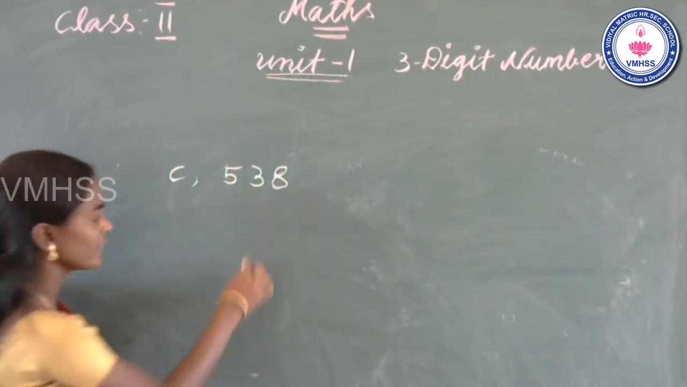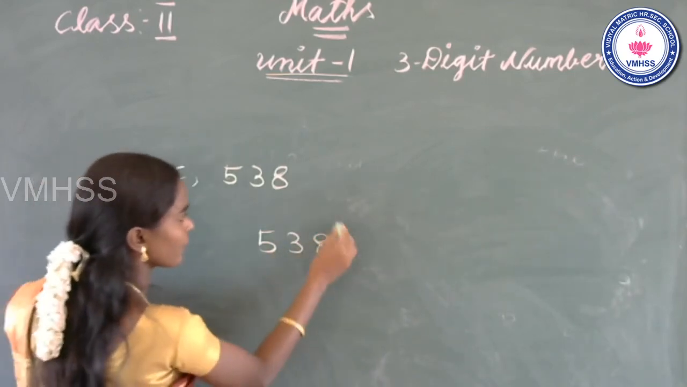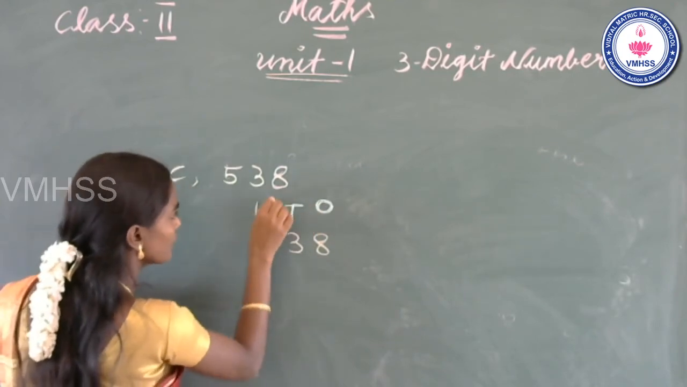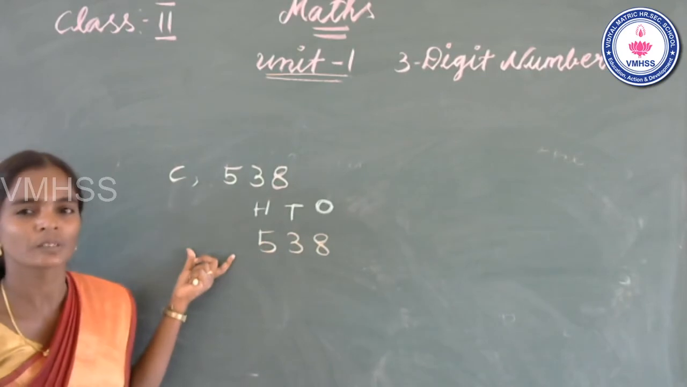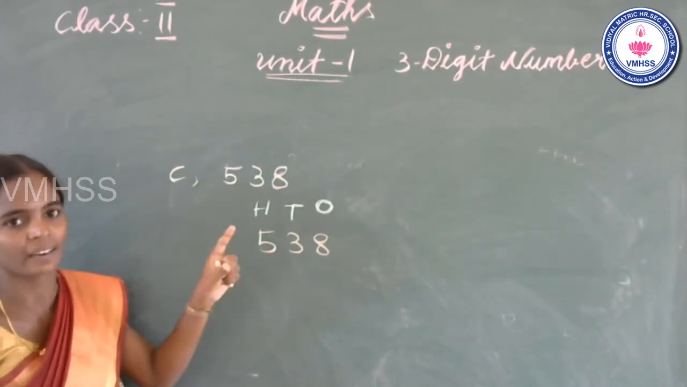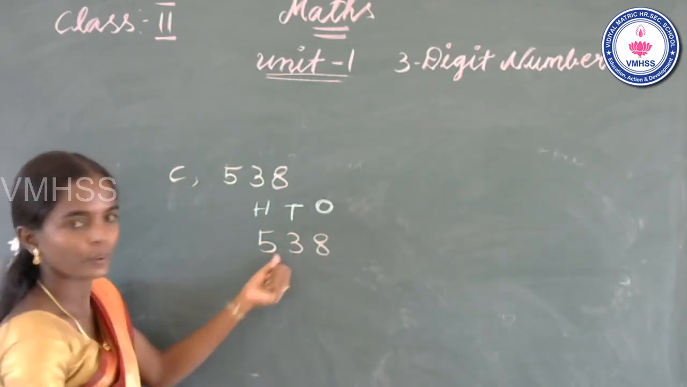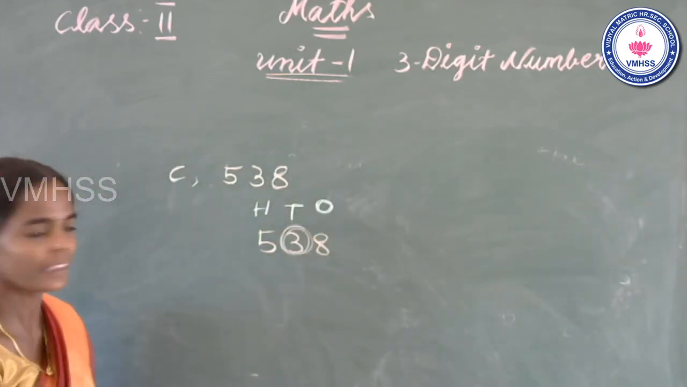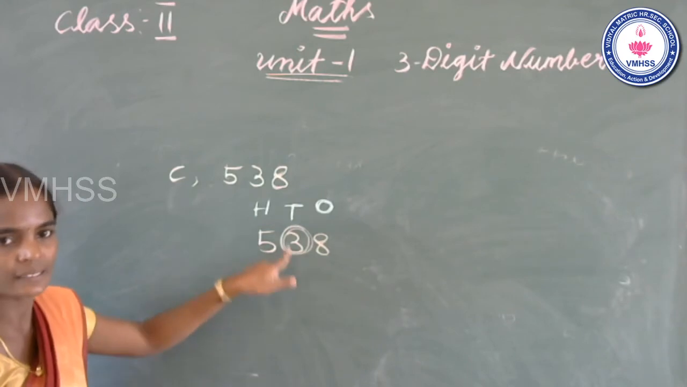Okay, children, 538. The first place from the right is ones, the second place is tens, the third place is hundreds. This question: round the numbers to the nearest 10. So we find the tens place number. Circle the tens place number. The tens place number is 3.